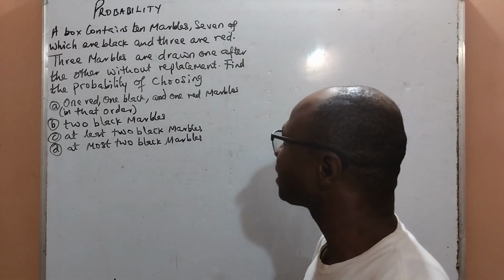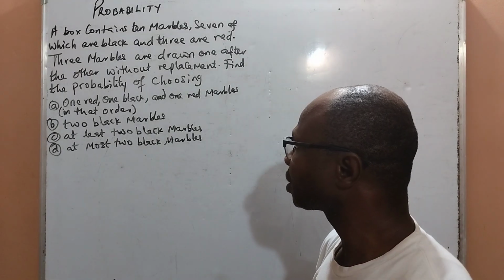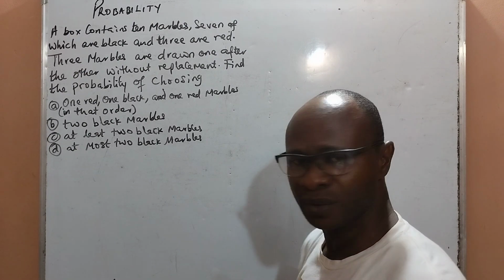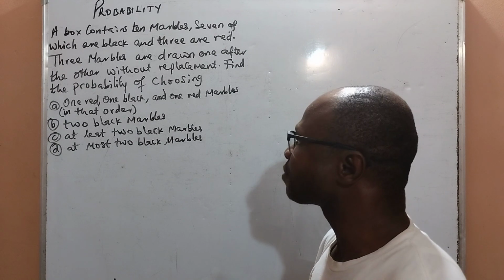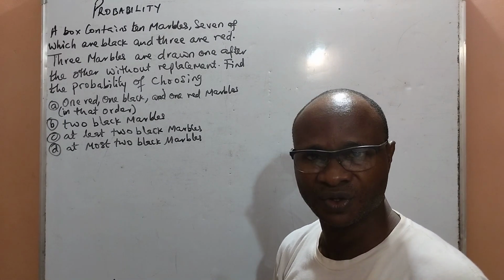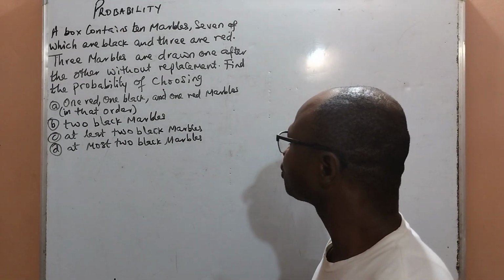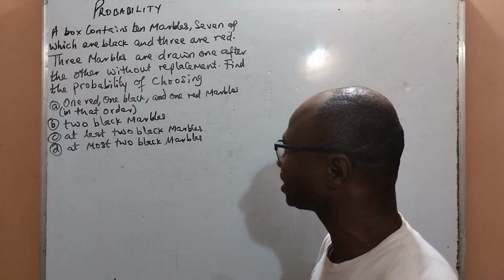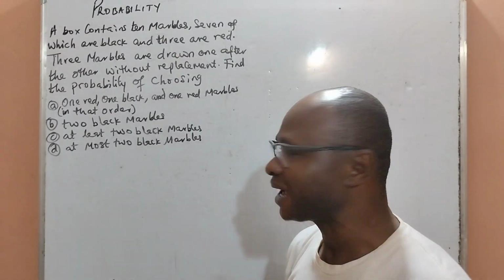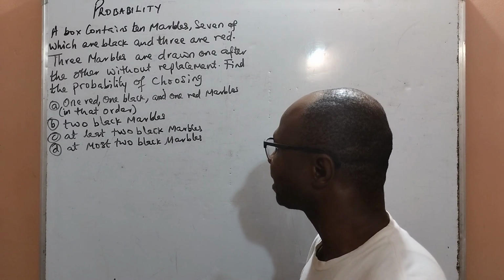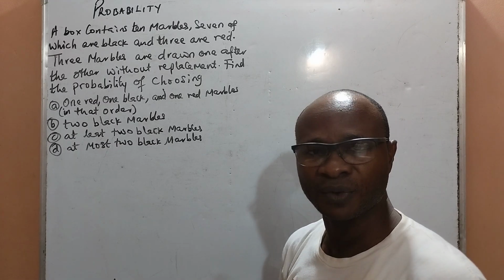Then, find the probability of choosing, first question, 1 red, 1 black, and 1 red marbles in that order. Second question, find the probability of choosing 2 black marbles from the bag. The third question is to find the probability of choosing at least 2 black marbles. And the fourth question, find the probability of choosing from the bag at most 2 black marbles.